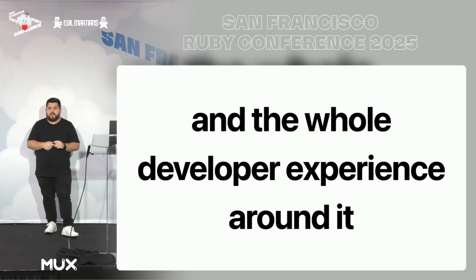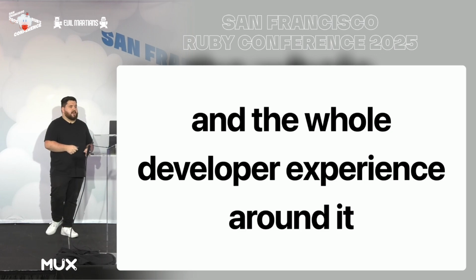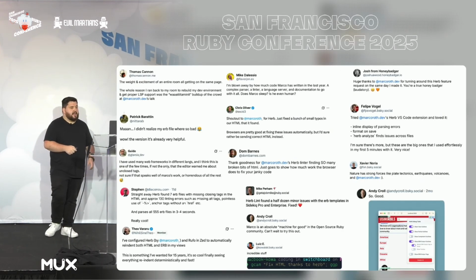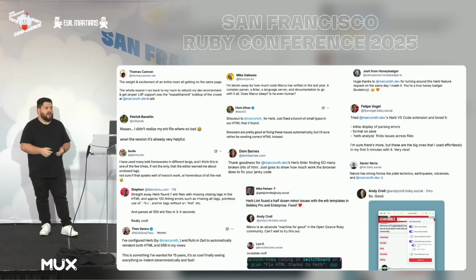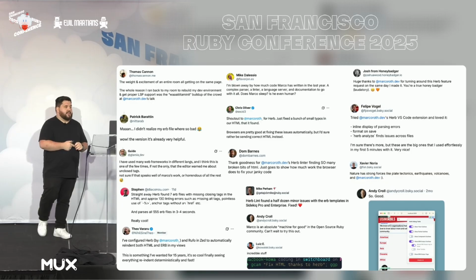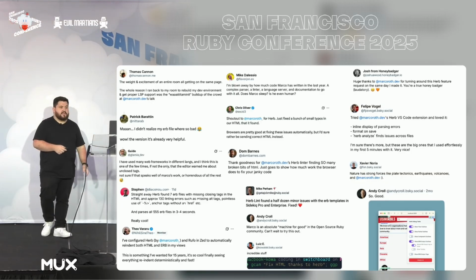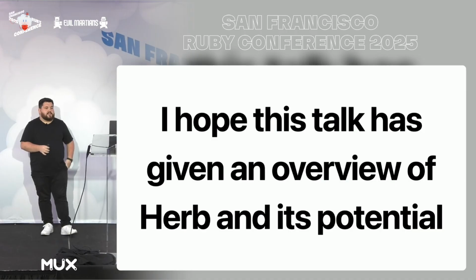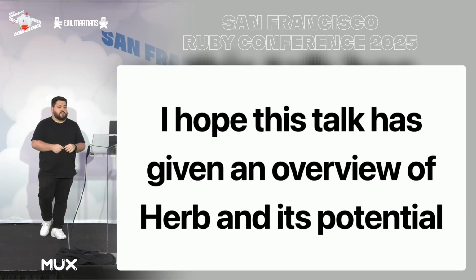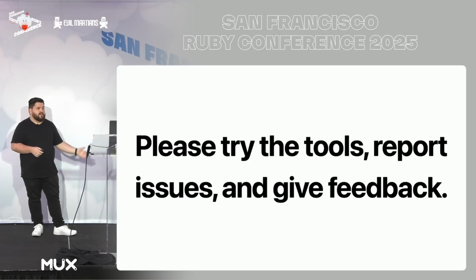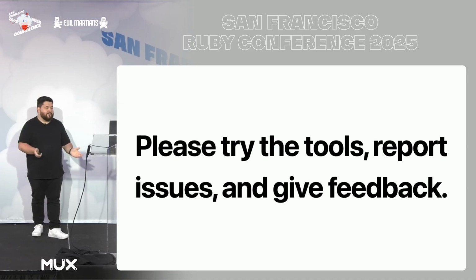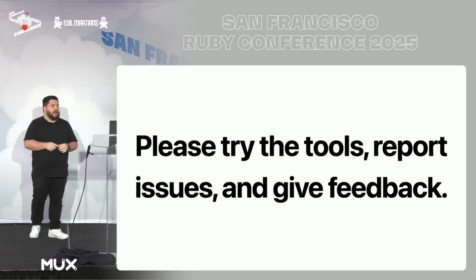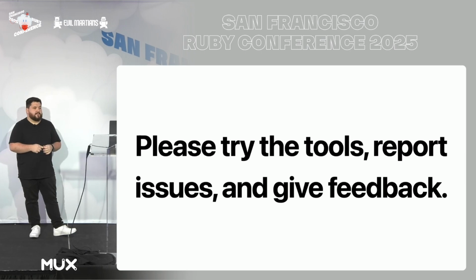And also the whole developer experience around it, which hasn't been great for Ruby for the longest time. We are, I think, catching up now, and it's really awesome to see people adopting it, liking it, loving it, and seeing it for the first time in their own app and it working. It's been really magical to see people experience that for the first time. So I hope this talk has given an overview of what Herb can do and its potential in the future. If you can, please give it a try in your apps. See if it breaks your app. If it breaks, great, then you have something to work on. And it helps improve the whole ecosystem for all of us.